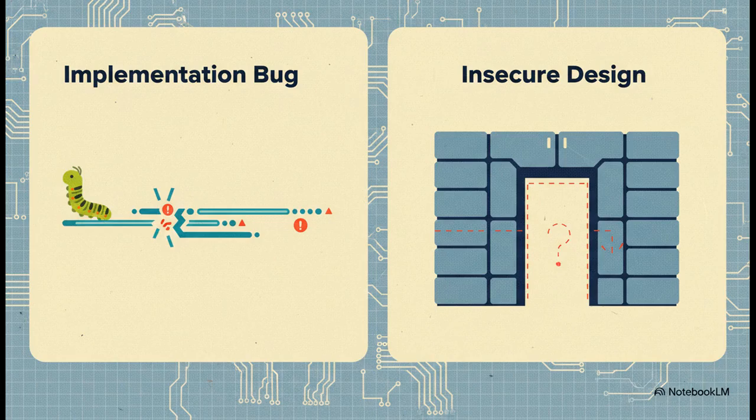And this gets right back to our core distinction. Having a typo in the code that sets a user's action limit, that's a bug you can fix. But a system where no one ever even thought about designing a limit in the first place, that's the missing door. That's the insecure design.